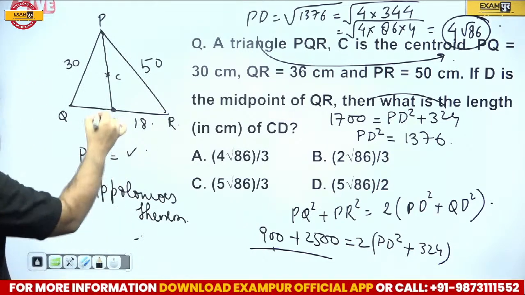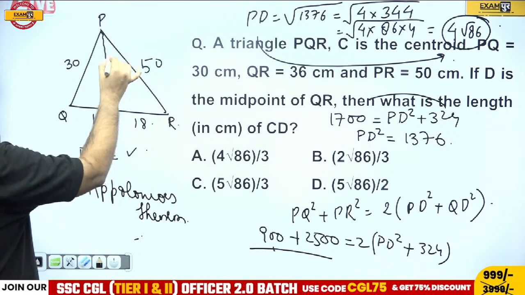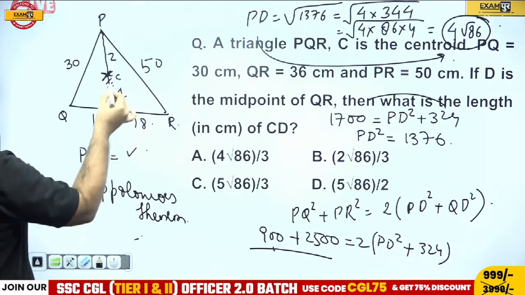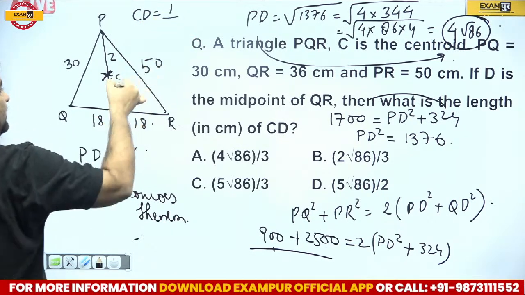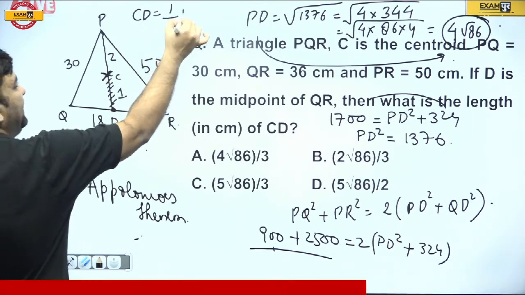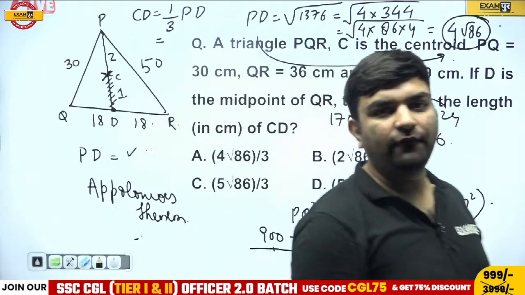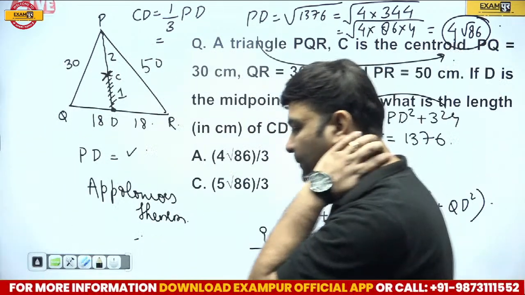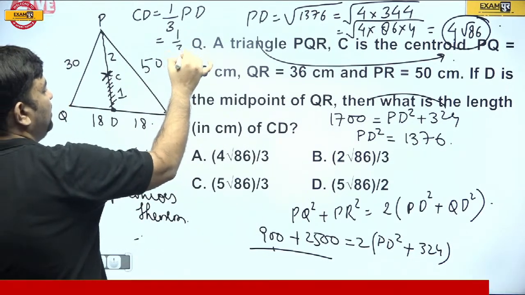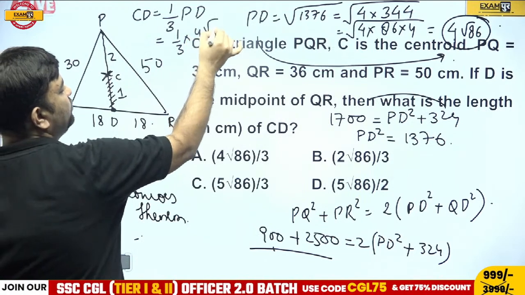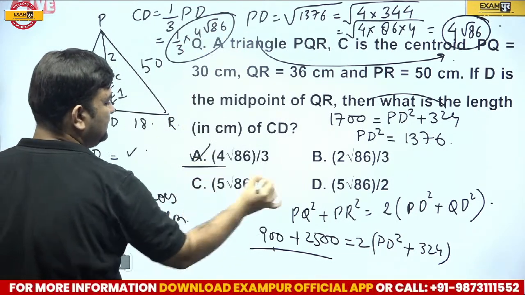Length of CD. Centroid divides the median in the ratio 2:1. So CD portion is 1 by 3 of total PD. So 1 by 3 of PD, and PD is 4 root 86. So CD is 4 by 3 root 86.